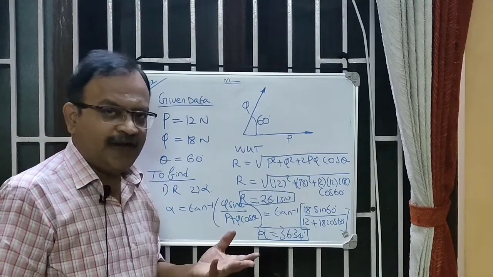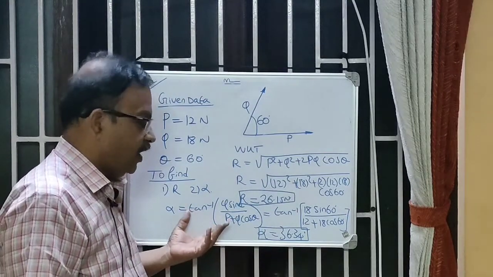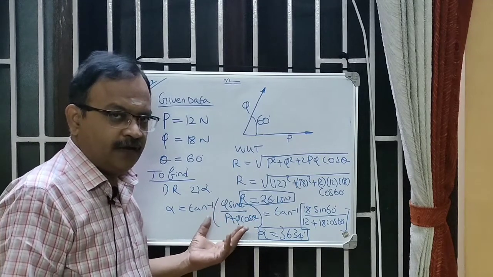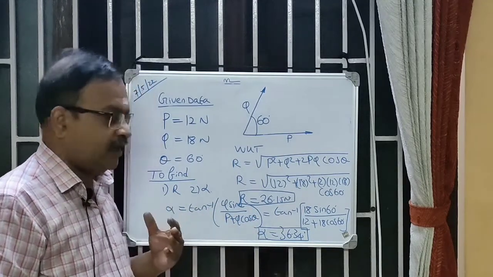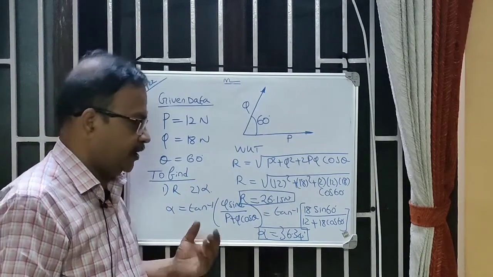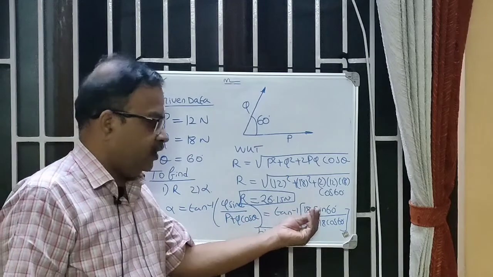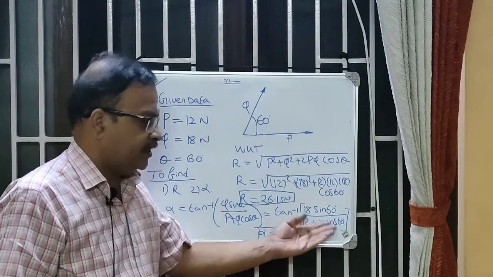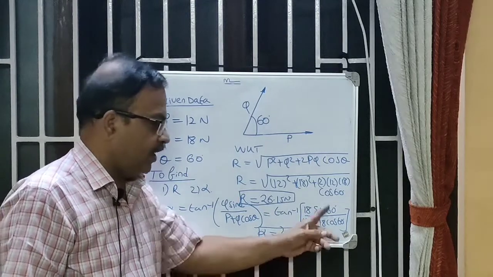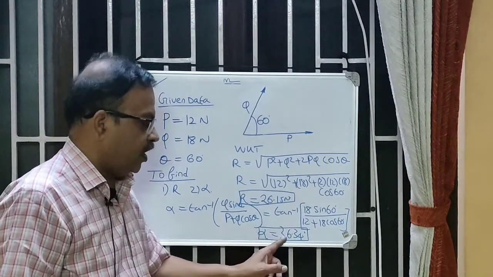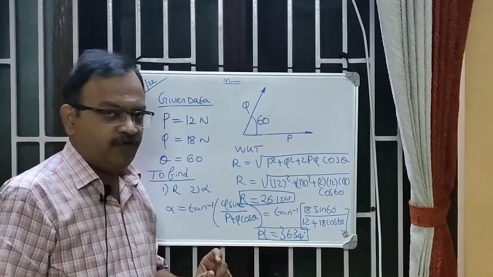Now to find the direction of the resultant, alpha is equal to tan inverse of Q sin theta divided by P plus Q cos theta. Now again you substitute the values of P, Q and theta here. So tan inverse of 18 sin 60 divided by 12 plus 18 cos 60. Now you find the value within this bracket and take tan inverse. We get the value of alpha as 36.34 degrees.